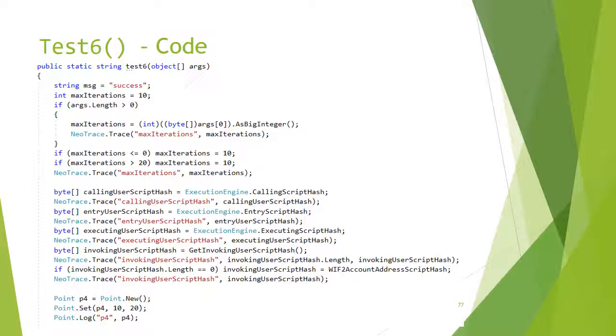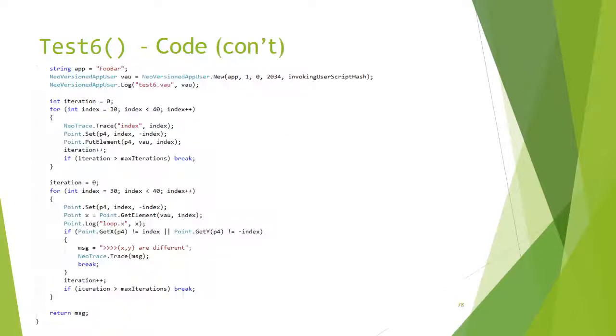The last test here, as we get close to the end, is actually 2 pages of code. So we're just dumping out some script hash stuff here, which isn't so interesting. At the bottom, we're creating a point P4 with the values 10 and 12. And then here we're looping through, from 30 to 40, and we're putting updated values of the point P4 at each of those indices.